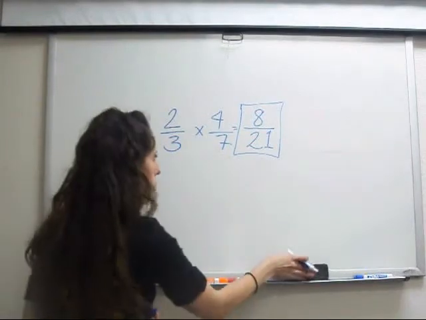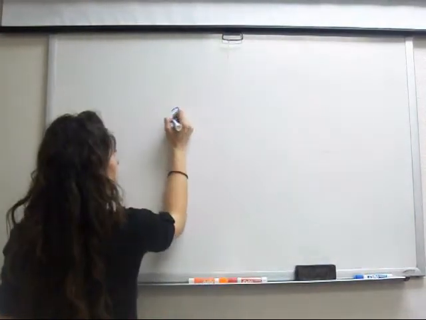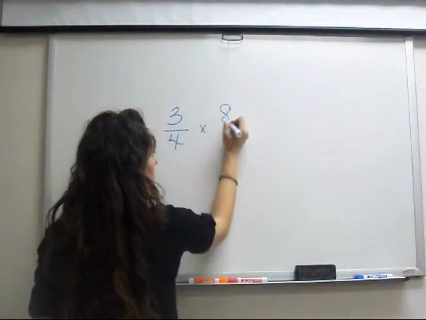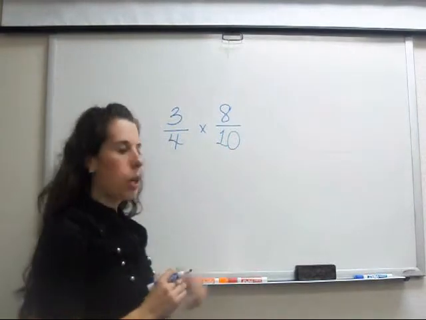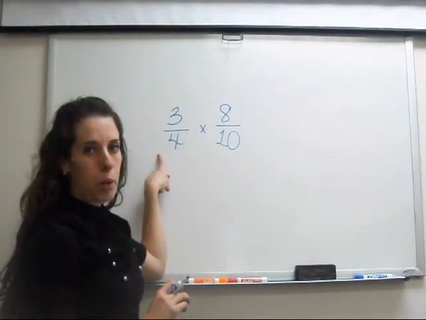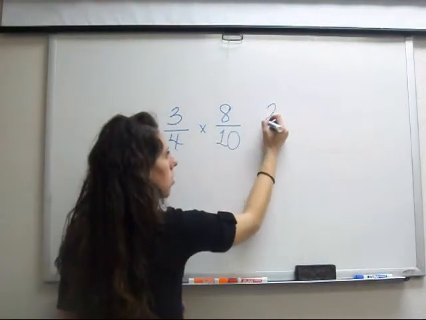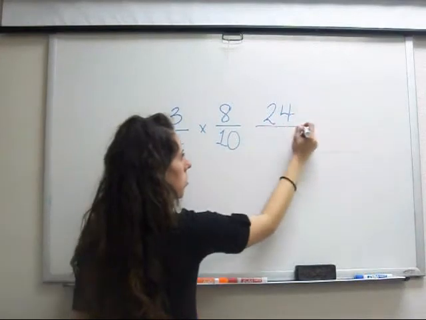Let's do another example. 3/4 times 8/10. Okay, we're going to multiply our tops and multiply our bottoms. So 3 times 8, 24, and 4 times 10, 40.